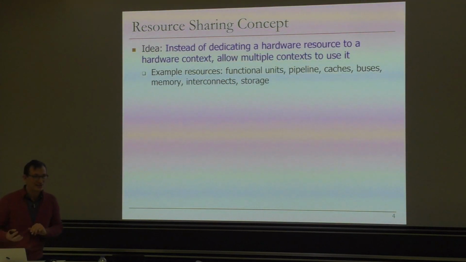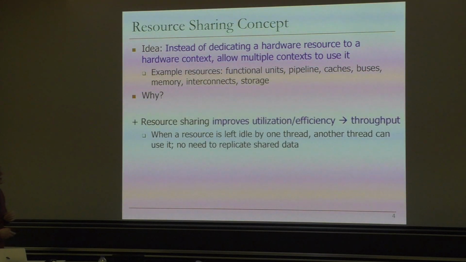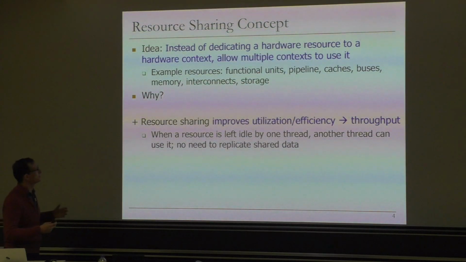And sharing is a very fundamental concept, right? We all share resources also, right? Instead of dedicating a particular resource to a hardware context or a person, allow multiple contexts or people to use it, right? Example resources in a node are functional units, pipeline, caches, buses, memory, interconnect, storage, right? Power also, actually, if you keep adding. So why do you want to do this? Because this improves utilization and efficiency. It improves throughput, right?